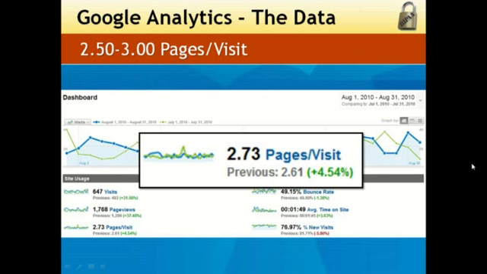If this number is below 2, you have a problem, and you should get it looked at sooner rather than later, if something's wrong with the traffic you're getting or something is wrong with your site. You're welcome to contact me. I'm happy to have a look and see what the issue might be.